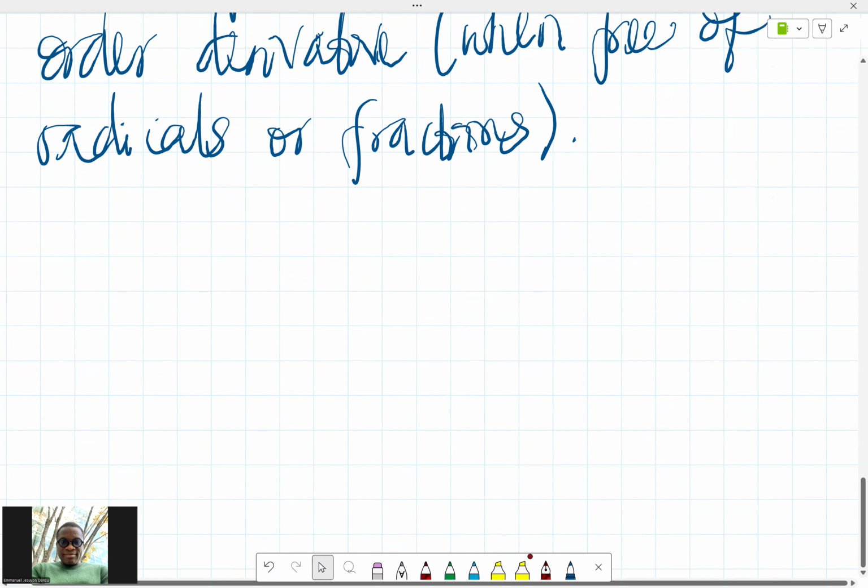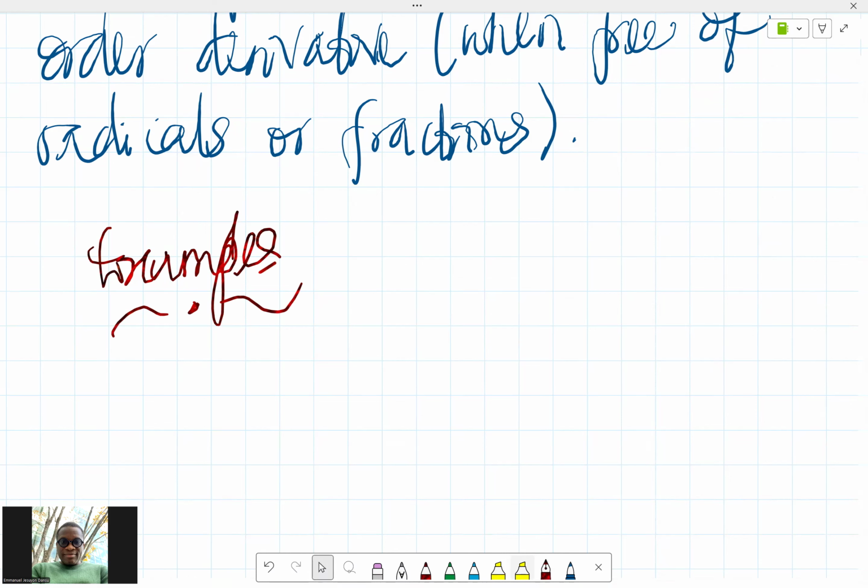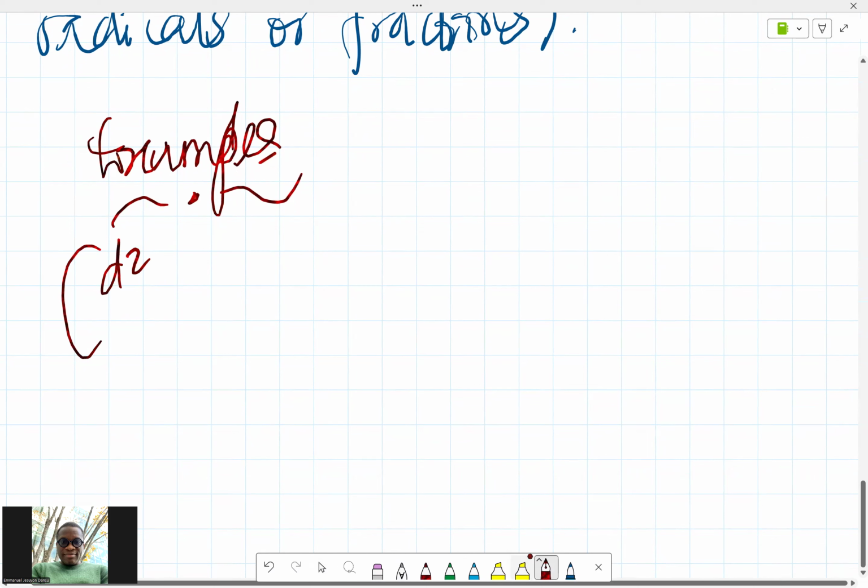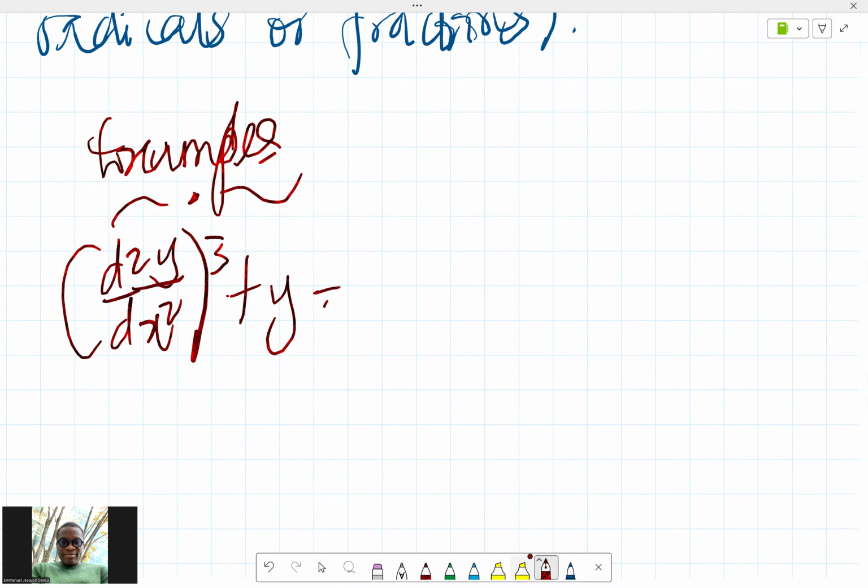Imagine this now. Again, let's talk about the examples. Example one: you have d squared y/dx squared raised to power 3 plus y equals 0.